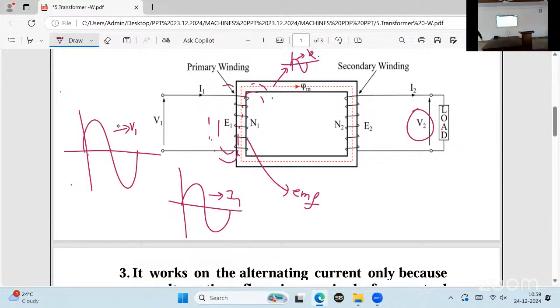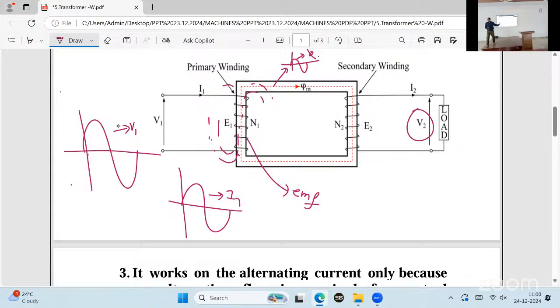We got self-induced EMF. Now we have to get E2. After that, V2. First E1, then E2, then V2. Our target is V2. First we have to get E1, then E2, then V2 across the load.